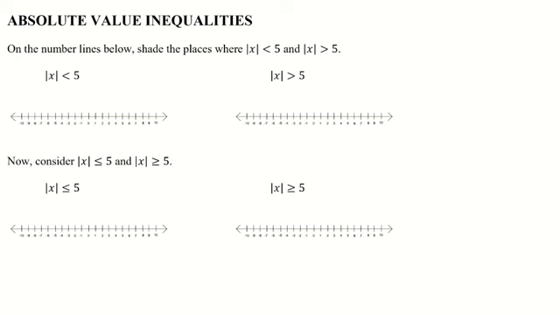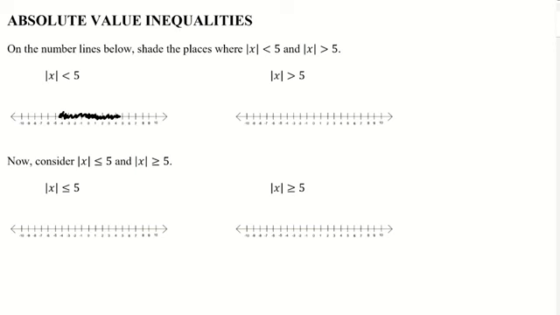Well, I know that, at 0, the absolute value is 0, so that's less than 5. And so I would think it would go all the way out to positive 5, and then all the way down to negative 5 also. If I went past 5, the absolute value of 6 is bigger than 5, so that's not going to work.